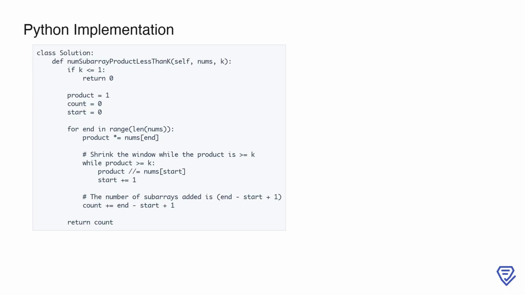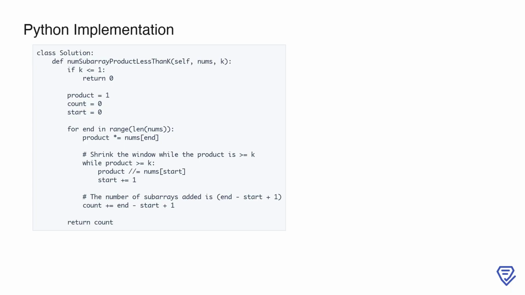For each element, we multiply it into the product. If the product exceeds or equals k, we shrink the window by dividing the product by nums[start], and incrementing start until the product becomes valid, less than k. For every valid window, the number of valid subarrays ending at the current end is given by end - start + 1. We add this value to count.